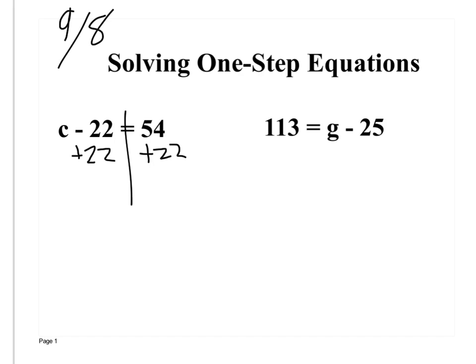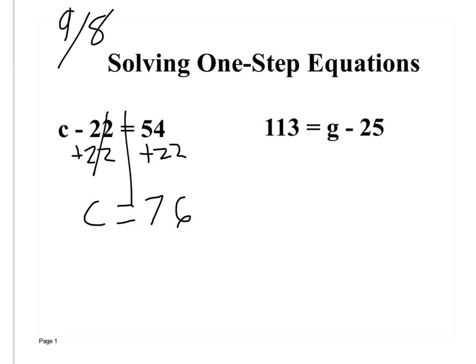Yes? Why? Can't you just take 54 plus 22? Isn't that what I'm doing? 54 plus 22? Yes, it is. So c is equal to 76.